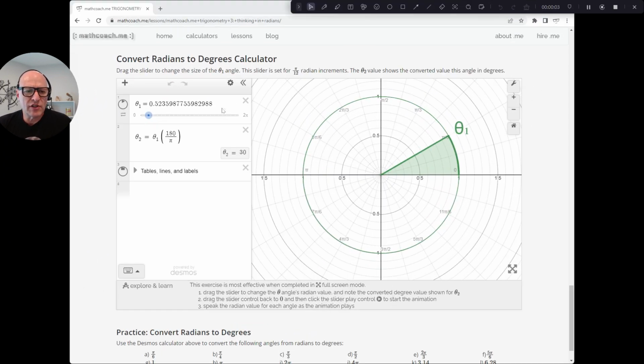This second Desmos calculator is set up to convert from radians to degrees.